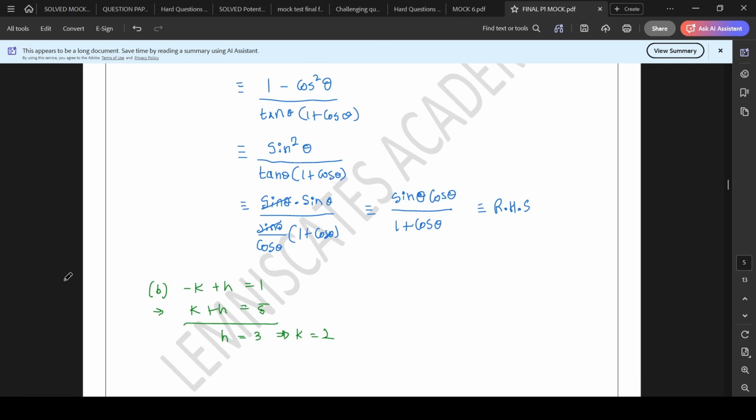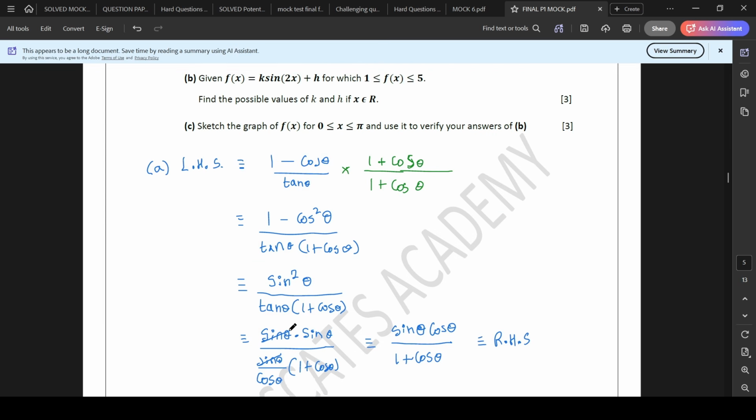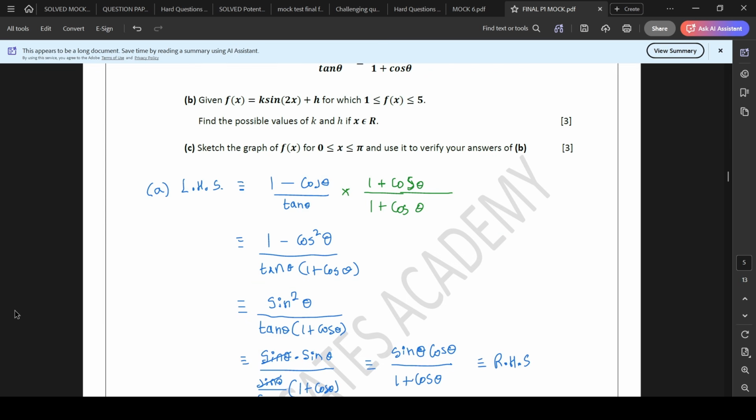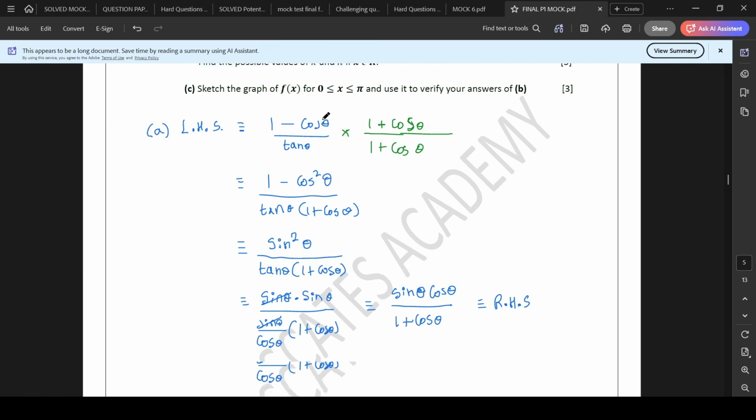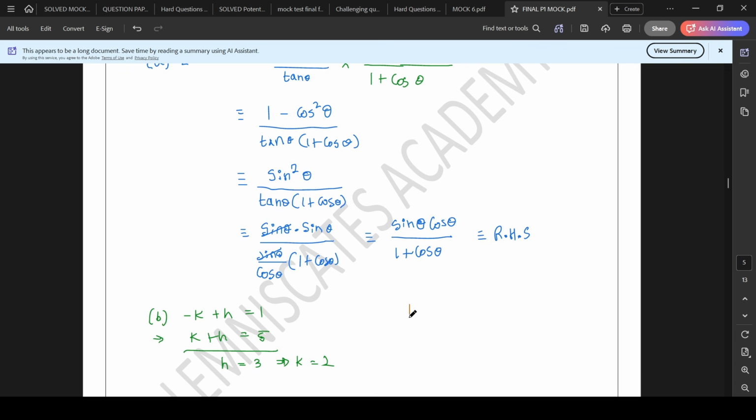You will say that Rohan, we got only one solution for h and k, right? That is 3 and 2. There is no possibility for a second answer. So let me help you understand this. If I try to sketch the graph of 2 sine 2x plus 3, it's going to look like this. This is my minimum value of 1. This is my maximum value of 5. And 3 is going to be the middle value.